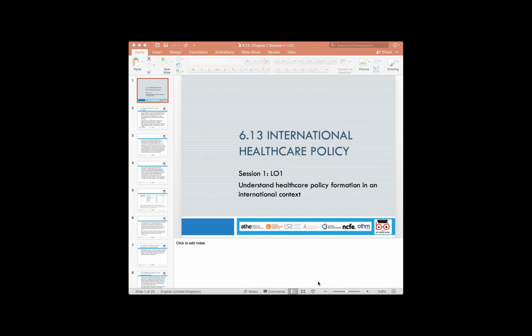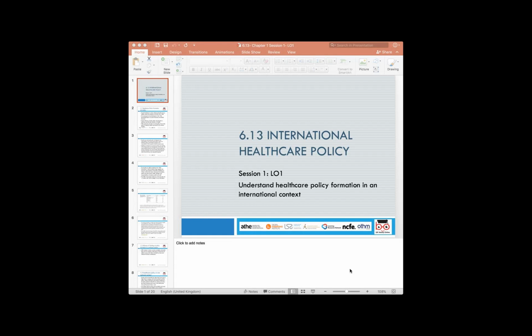Now, for those of us who are doing the Level 6 and Level 7 Diploma in Healthcare Management, we will cover this particular unit as one of the mandatory units, as defined in the unit specification and the course handbook. This unit we're going to cover across 5 weeks.